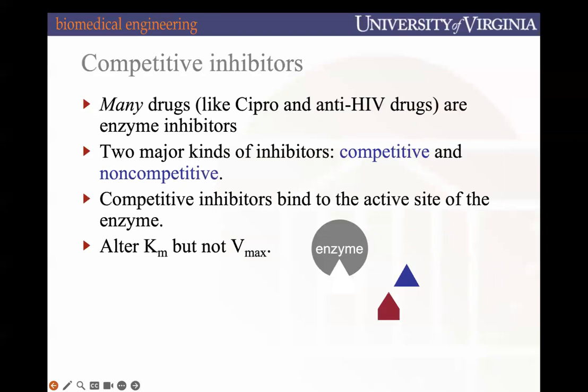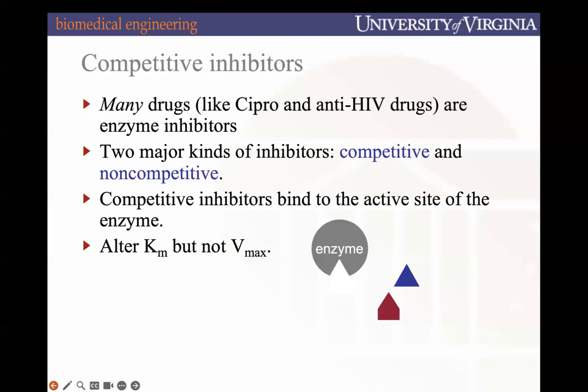So we're going to take a second to dive deep into some different classes of inhibitors. A lot of drugs that are currently on the market right now, like Cipro or anti-HIV drugs, are enzyme inhibitors. There are two major kinds of enzyme inhibitors that are typically used: competitive and non-competitive enzyme inhibitors. The first one we're going to focus on is competitive enzyme inhibitors.